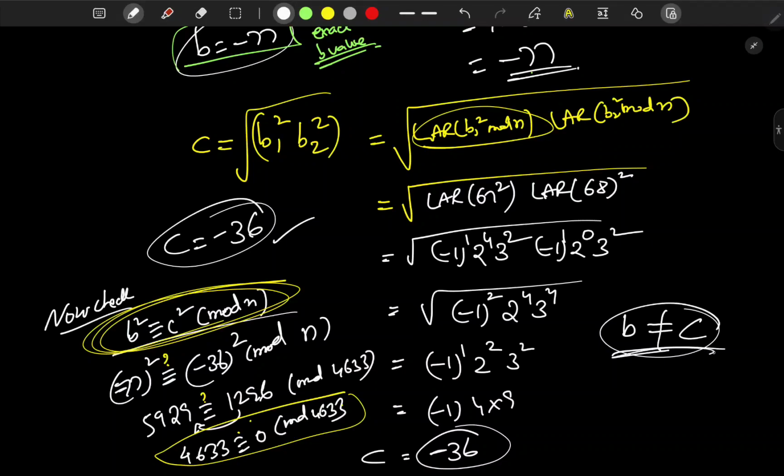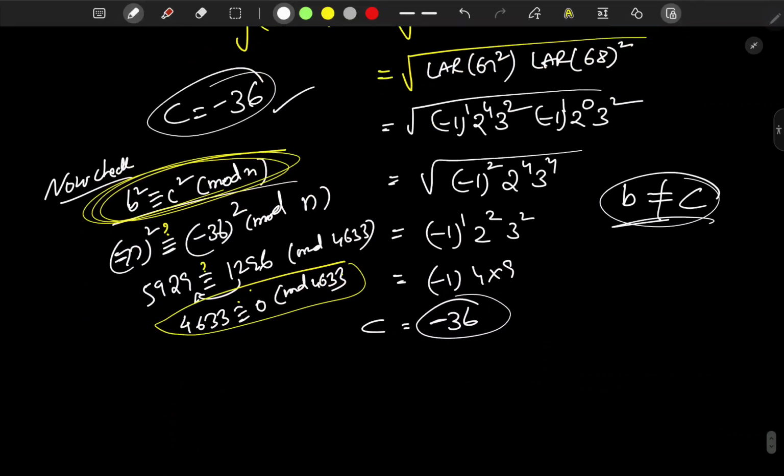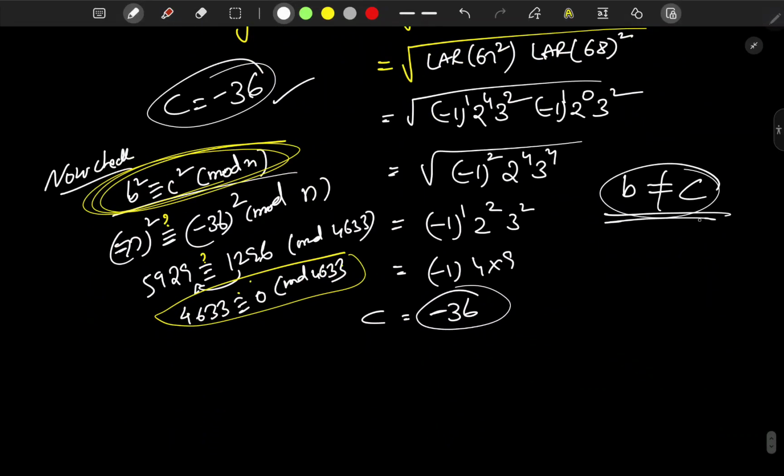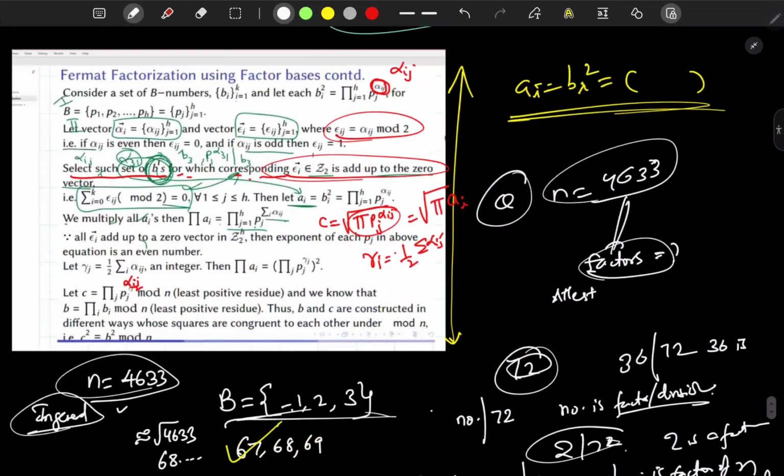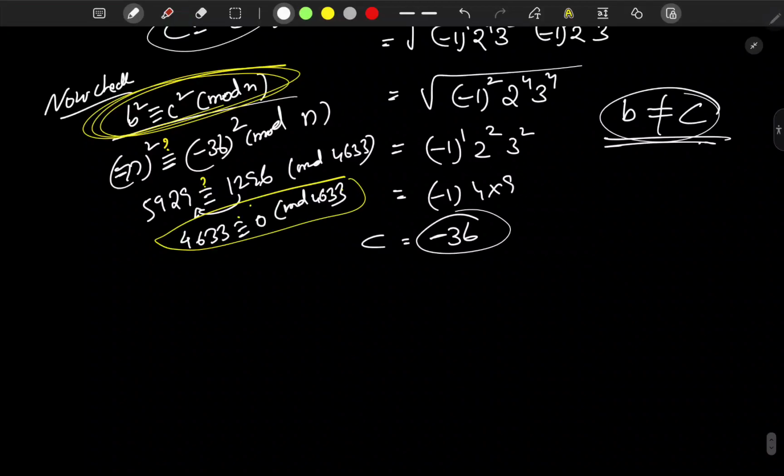Therefore, initially I have told you, the whole aim of this problem is to find the value of n, which is equal to 4633. That can be expressed as some x into y factors. So how to find x and y?